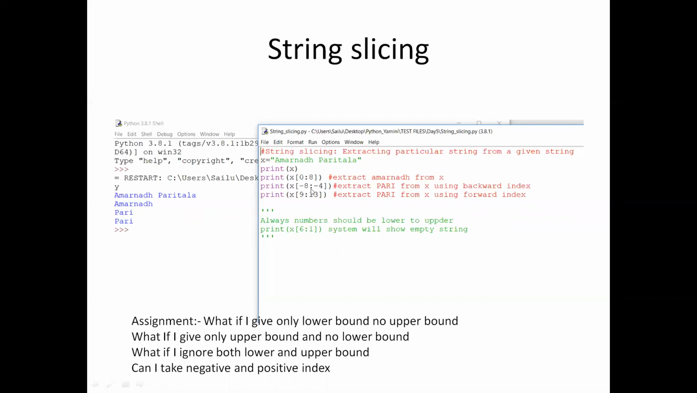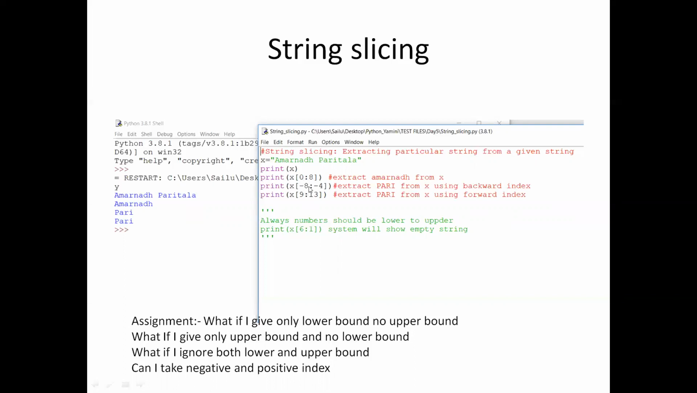Can I take negative and positive index together? That means 0 colon minus 4. How will the system treat it? Will the system entertain that?